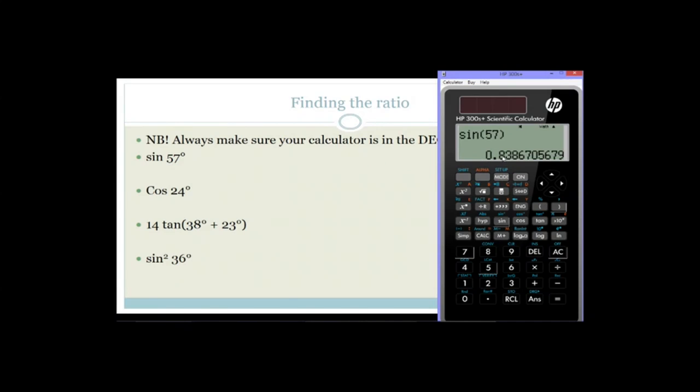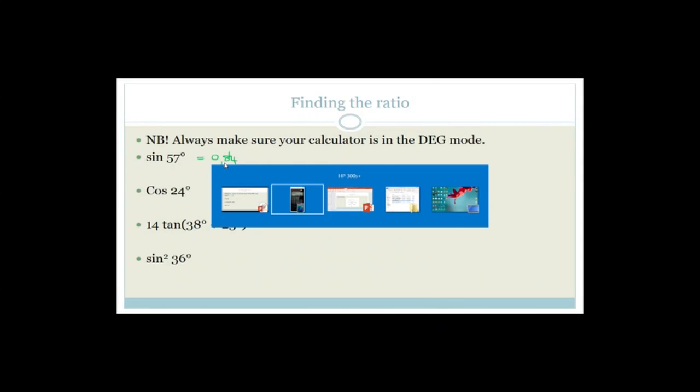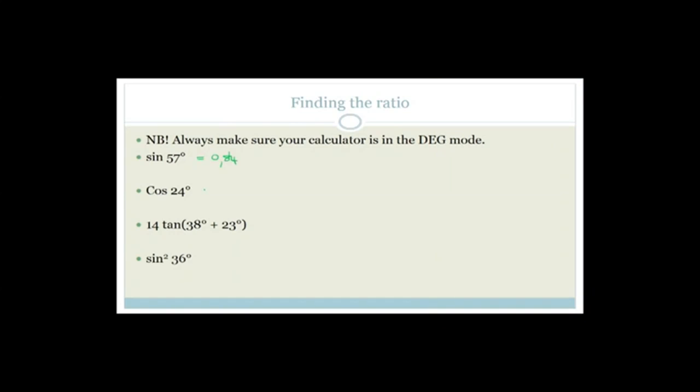In which case, if I'm rounding off to two decimal places, I need to look at the third decimal. The third decimal is an 8, which means this is going to be rounded up and it becomes 0.84. Okay, let's now do the next one. Cos of 24, close the bracket, equals 0.9135, whatever. Again, we're looking at the third decimal, and that's less than 5. So it's 0.91.